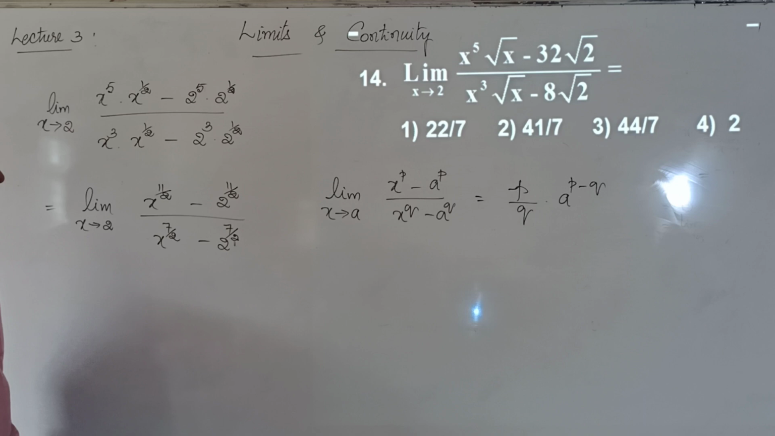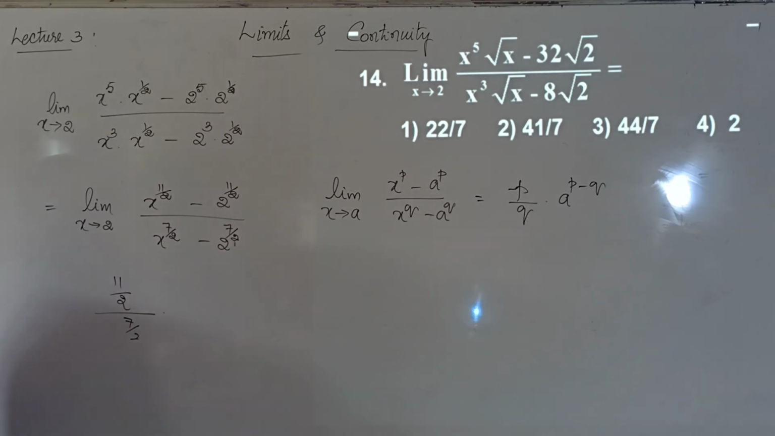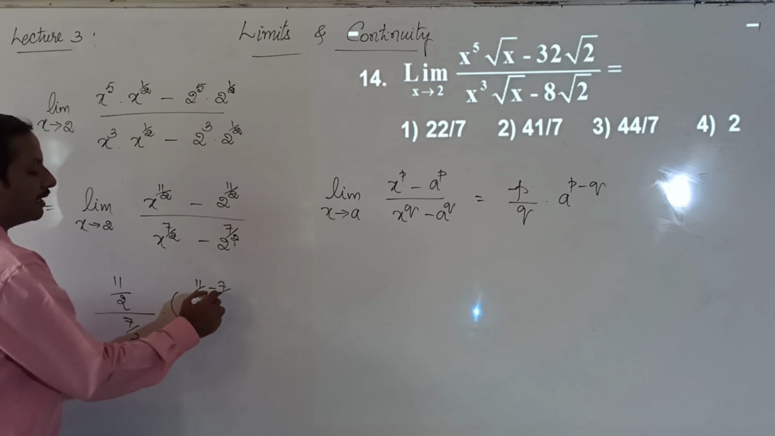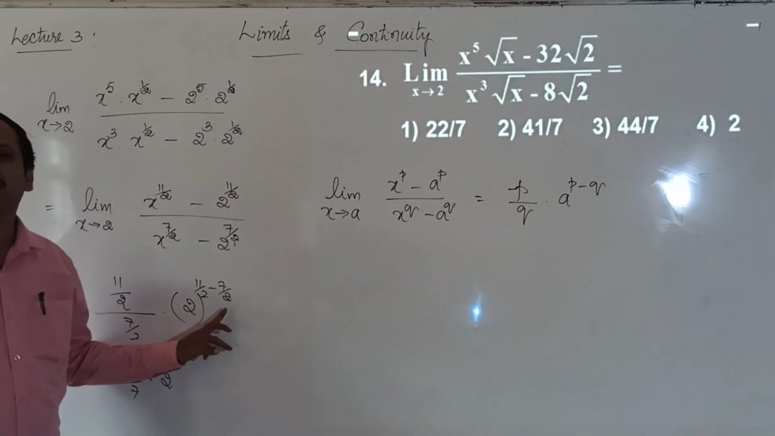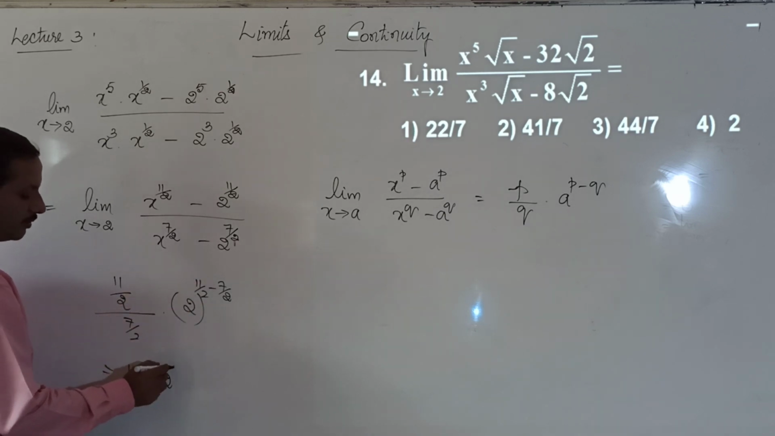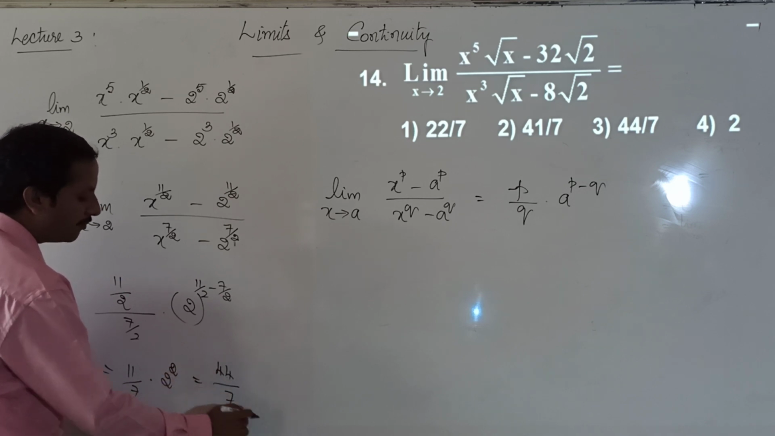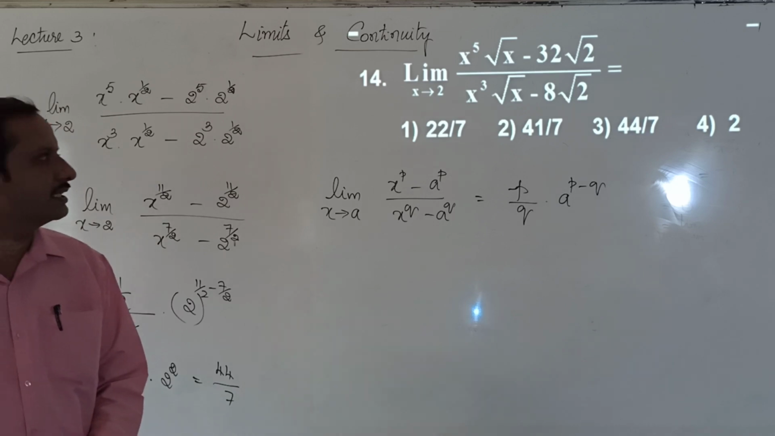a is 2. Okay. So p by q means 11 by 2 divided by 7 by 2, into a to the power p minus q. What is a? 2. To the power p minus q, 11 by 2 minus 7 by 2. Okay. 2 gets cancelled, 11 by 7. 2 to the power 11 by 2 minus 7 by 2, that will give you 4 by 2. 4 by 2 is 2. 2 square is 4. 4 into 11, 44 by 7. Third option is the right answer.